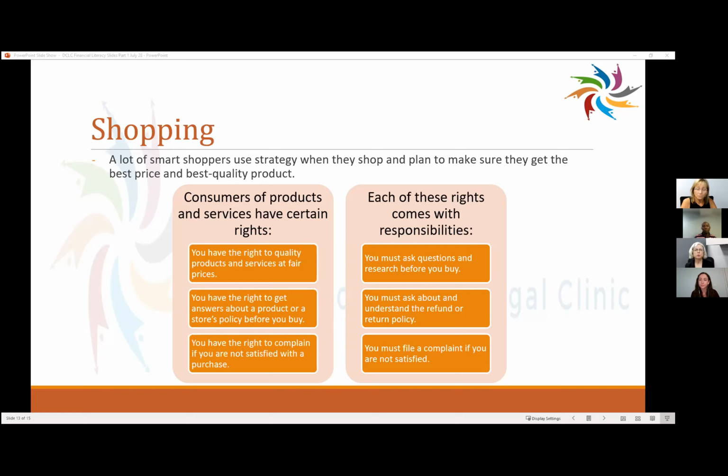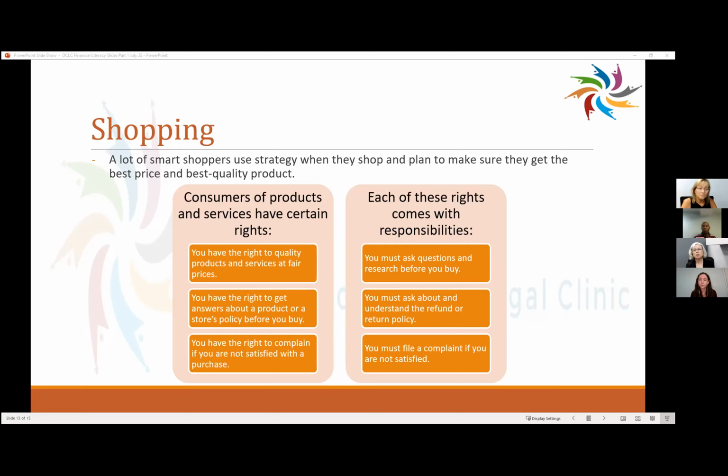Try alternative shopping. Try thrift stores, flea markets. There, sometimes you can get really good quality stuff that will cost you maybe the same or less than a new lower quality item. That's true with clothes, for example. So consider thrift stores. And then there's online shopping.